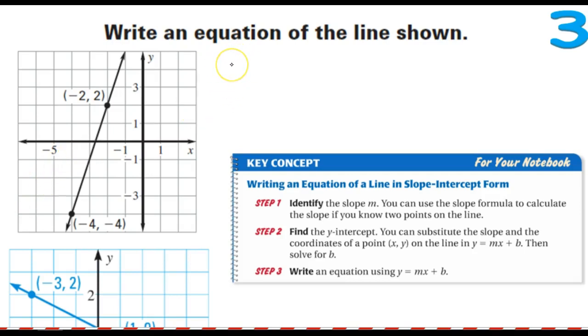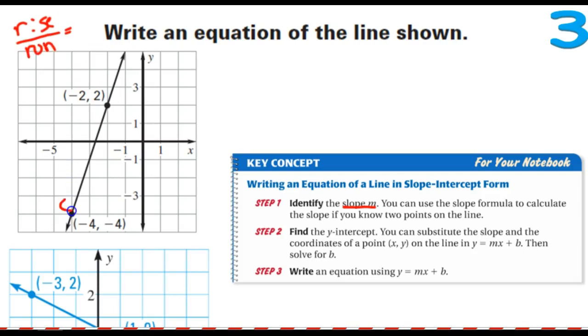Alright, this one says write an equation of the line shown. So we see a line here. What we need to do first is find our slope. Step 1 is always find the slope. So slope is rise over run.